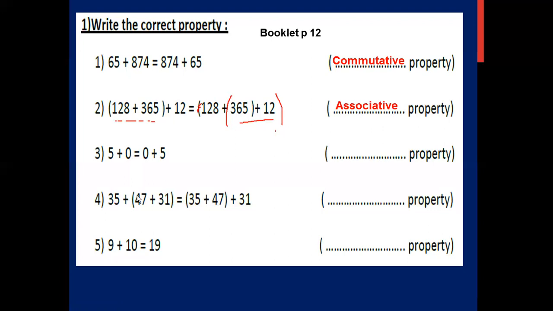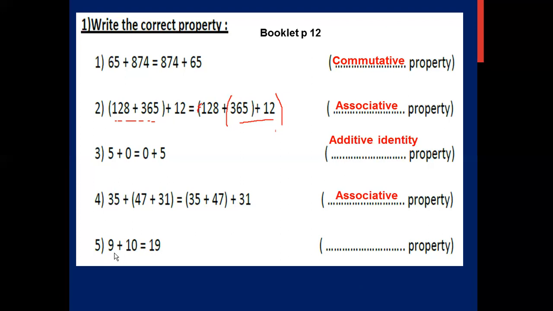In here, 5 plus 0 equals 0 plus 5. What is this property? Yes, it's additive identity. Number 4, 35 plus 47 plus 31 equals 35 plus 47 plus 31. But in here, I take the second and the third, and then I take the first and the second. It's called what? Yes, it's called associative property.